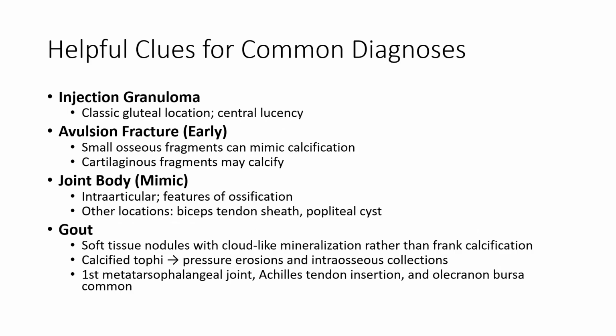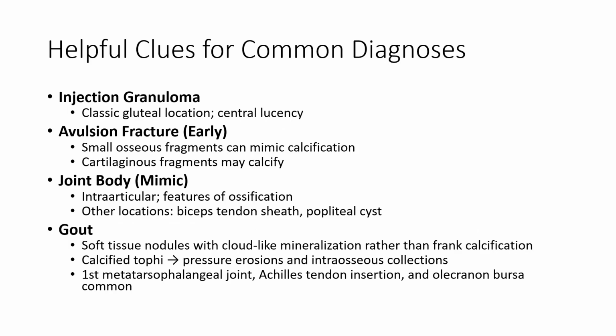Avulsion fractures: early small osseous fragments can mimic ossification. Cartilaginous fragments may calcify. Joint bodies mimic, with intra-articular features of ossification. Other locations include the biceps tendon sheath and popliteal cyst. Gout.